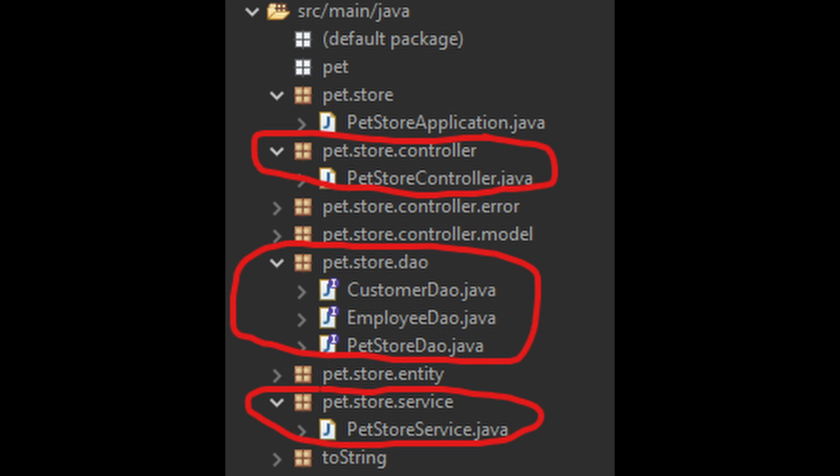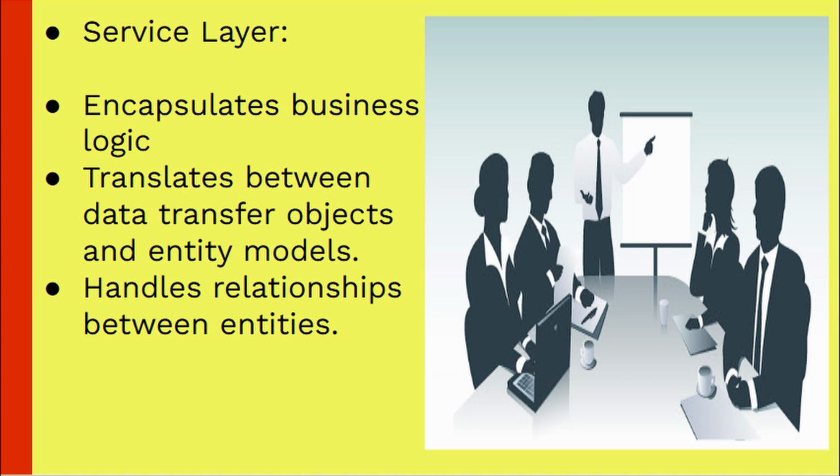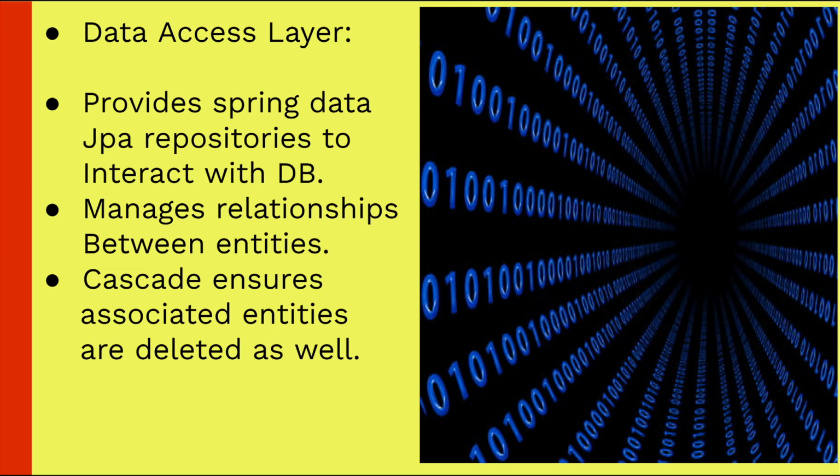I've organized the project into three distinct layers: the controller, service, and data access layers. The controller layer provides RESTful endpoints and manages HTTP requests and responses. The service layer encapsulates the business logic, translating between data transfer objects, or DTOs, and entity models, as well as handling relationships between entities. The data access layer employs Spring Data JPA repositories to interact directly with the database.